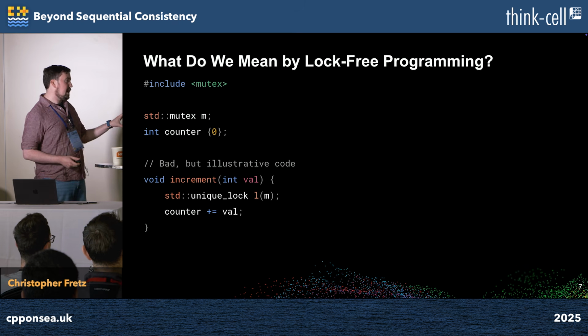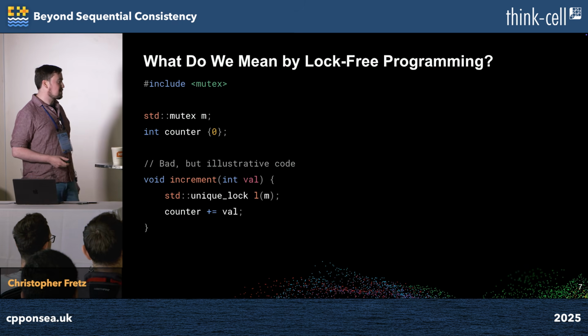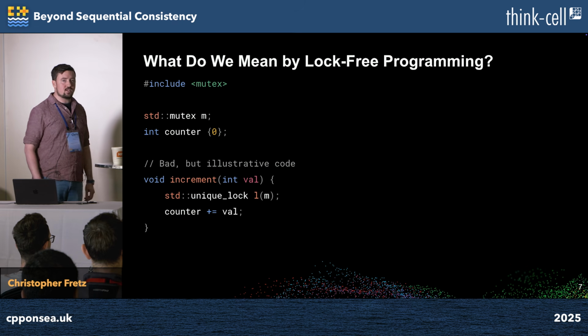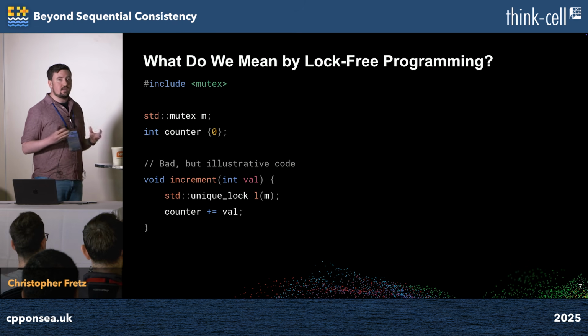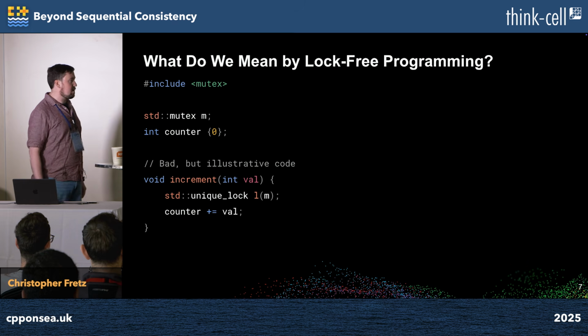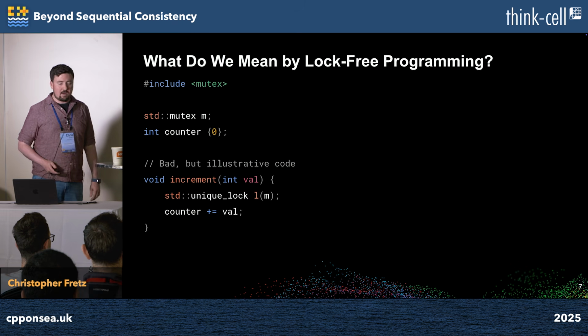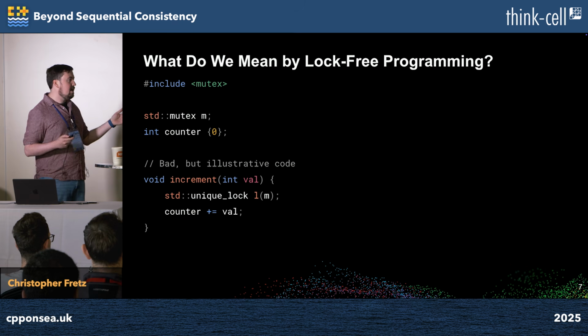So this is bad code. Hopefully nobody would write this code, but it works to illustrate my point. Say that we have a global counter, in this case just an integer, and we want to have this increment function, and we want to make sure that our accesses to this counter are serialized and guaranteed to be thread safe across the program. A very lazy solution here is just to slap a lock on the whole thing, and then increment your counter based on whatever value is passed in. This would be a correct if bad solution.